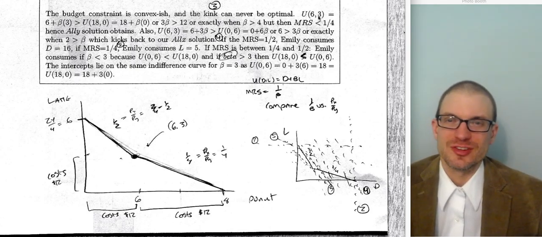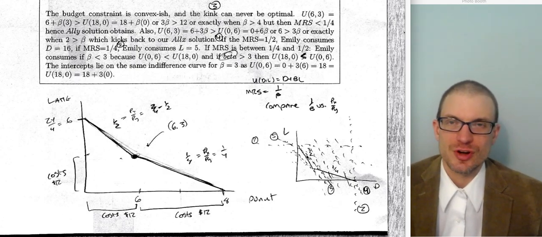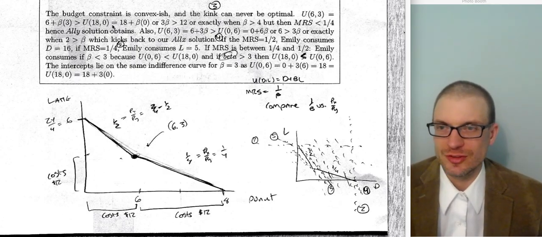And so I did this actually, so here, I like the indifference curve argument. You could do this by actually calculating the utilities, and you can demonstrate that as well.